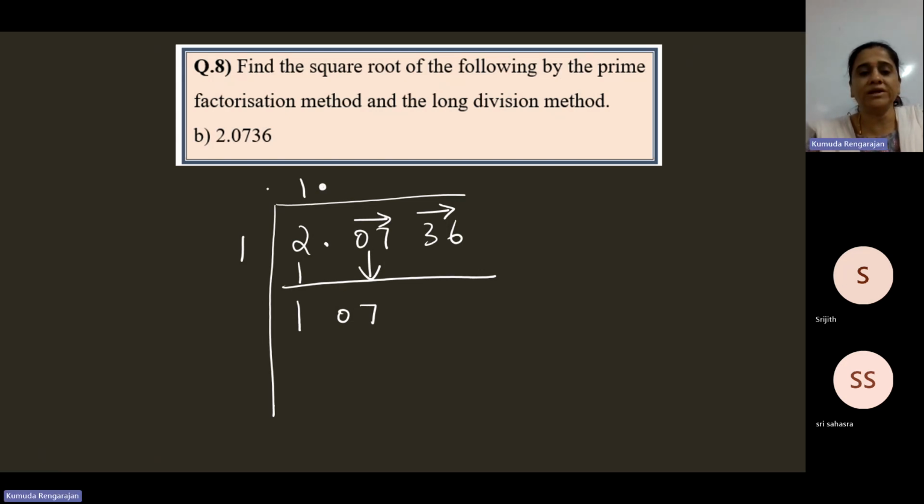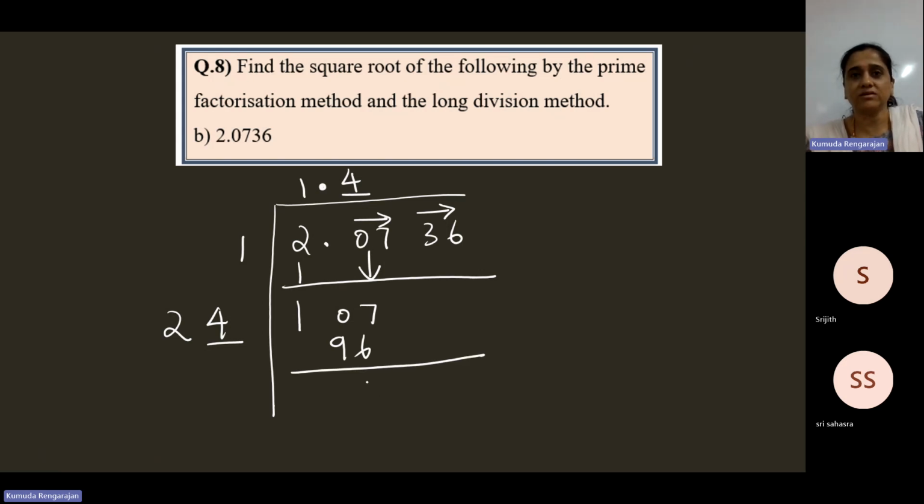Double the quotient. 1 into 2, 2. Whatever you place here, place the same digit here. 4, 4. 24 into 4 is 96. Subtract. 11. 7 plus 4, 11. Bring the next pair down.